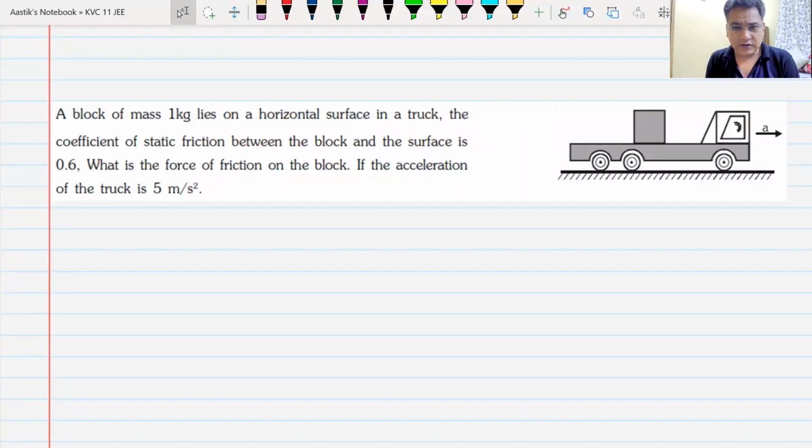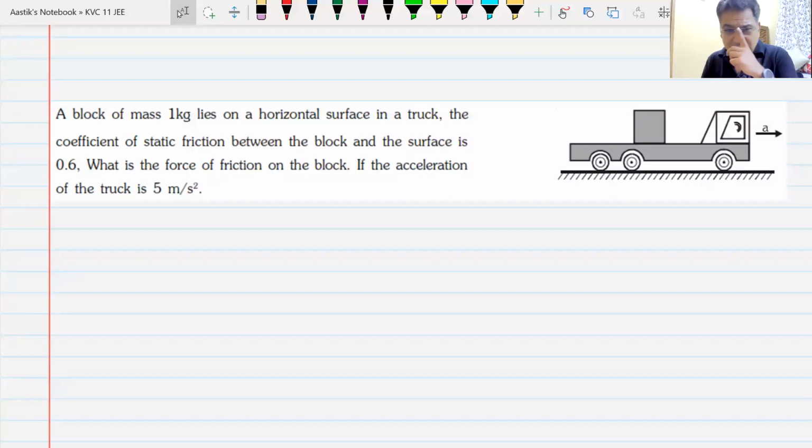One way of doing the question is you can find out whether this block will remain stationary or not. This is a very practical problem. Something is on a truck. Sometimes when the truck is moving very fast, the block may move. You have to find out whether the block moves or not. That is the hint. I'll give you 2 minutes to solve it.